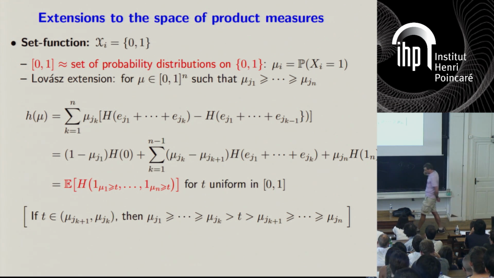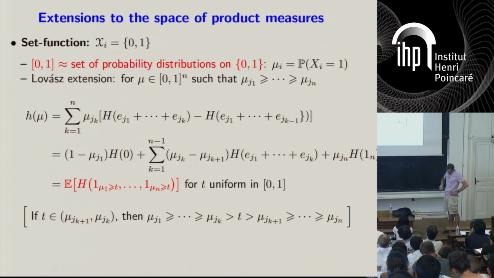If you look really carefully, now take a uniform variable t, uniform in [0, 1], and look at whether t is above or below the values mu1 to mu(n). This gives you the indices which are bigger than t, and you compute the expectation of that function. Then you can see that you recover exactly what I have above. So why?